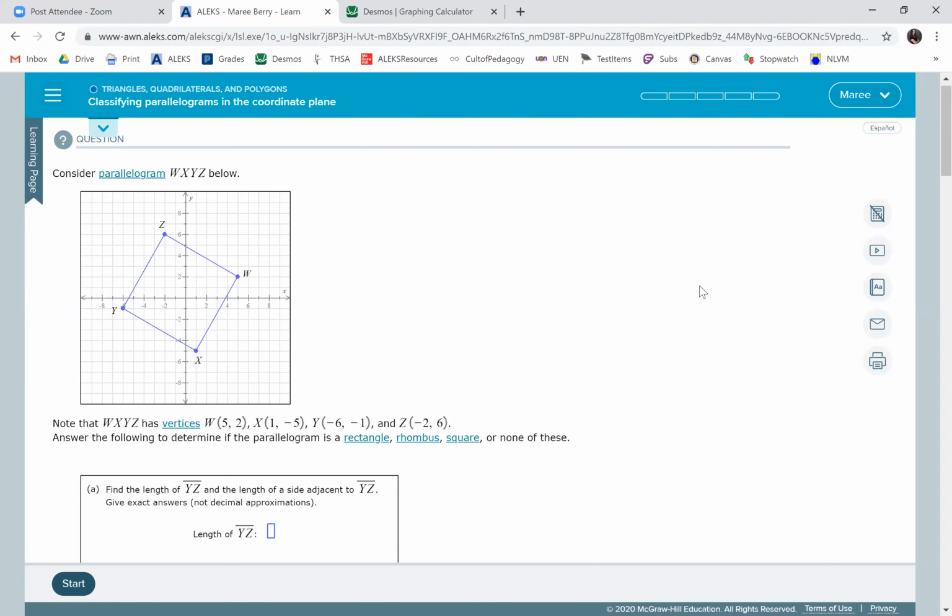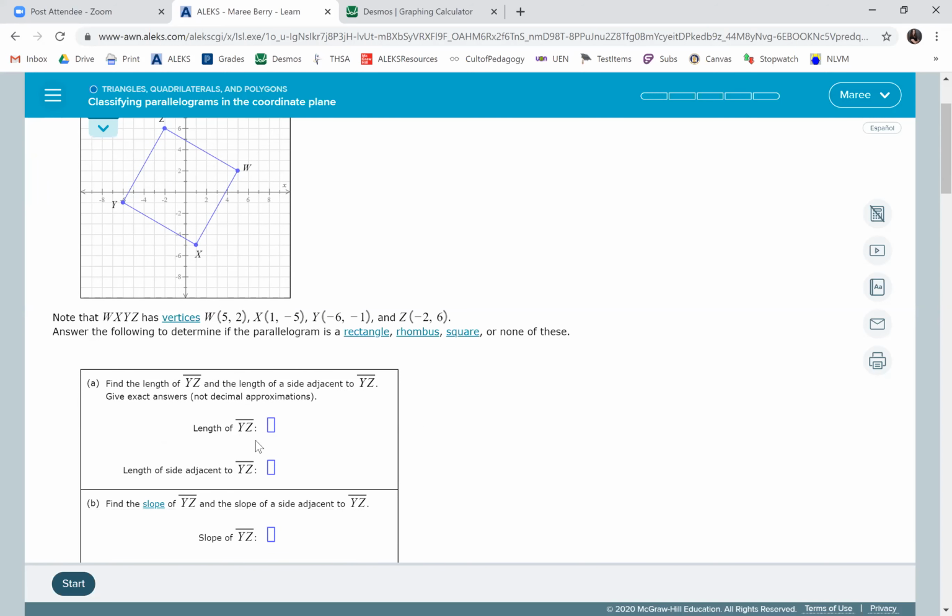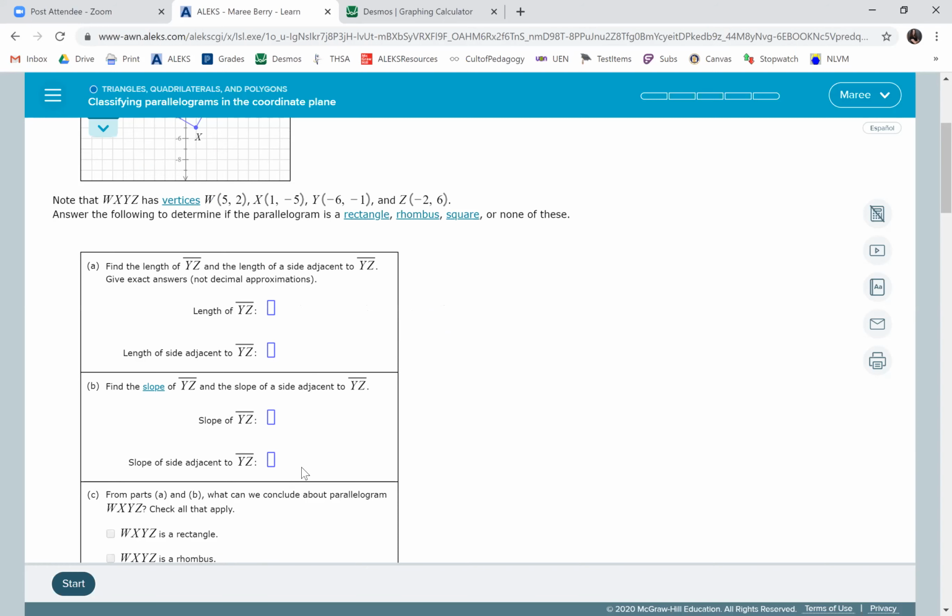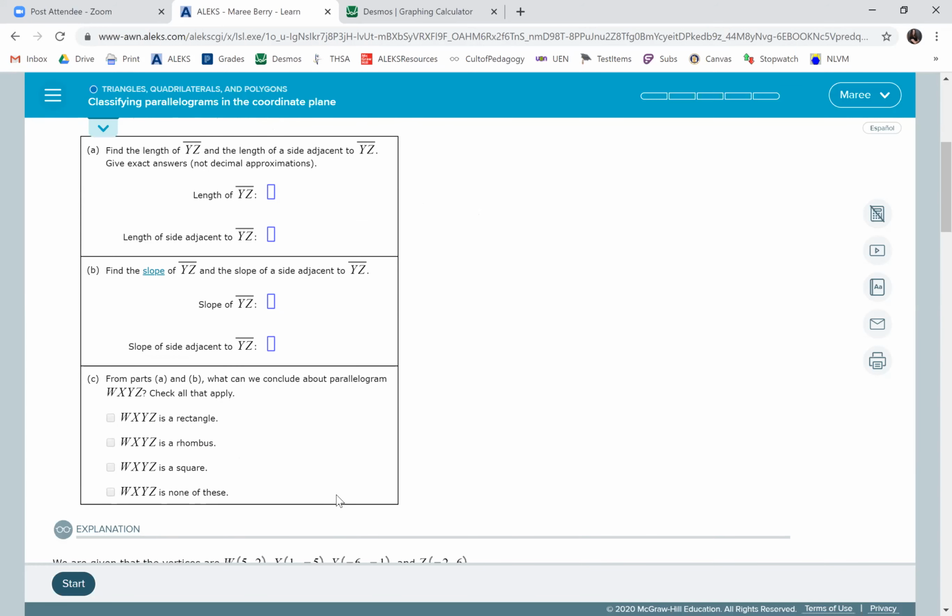Well, for this lesson, we just have to answer the questions it tells us to. So if we're finding the length of a side, or looking for a side length adjacent, which just means next to, we'll write those lengths down. We can find the slopes. And then we're going to try to figure out if it's a rectangle, a rhombus, a square, or none of these.